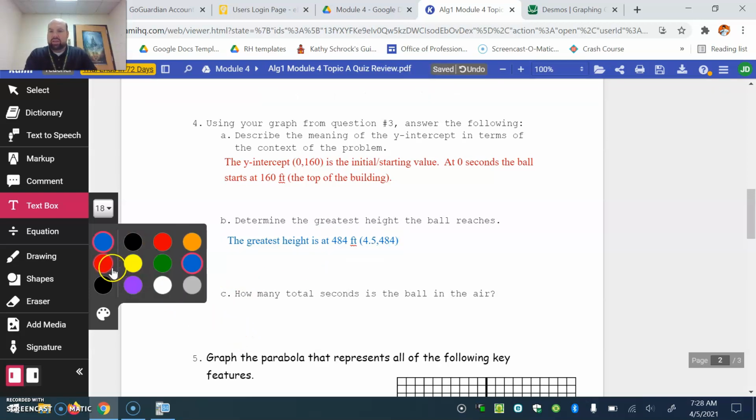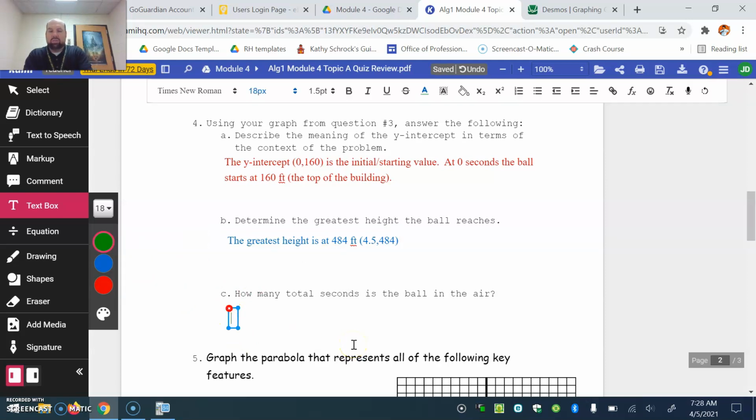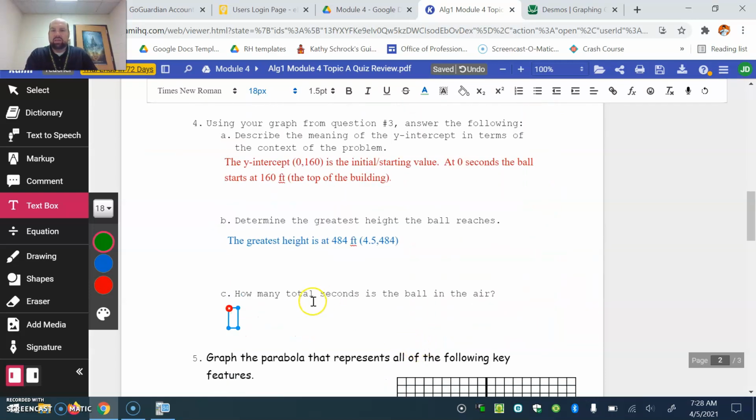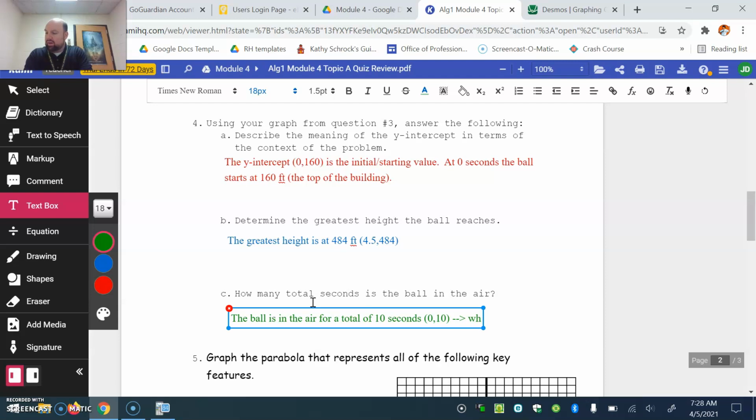And then C, how many total seconds is the ball in the air? That one's actually easy. If you go here, look at your time, 0 to 10. The ball is in the air for a total of 10 seconds. And that's the point (10, 0), where the ball lands. Okay, that's it for question 4.